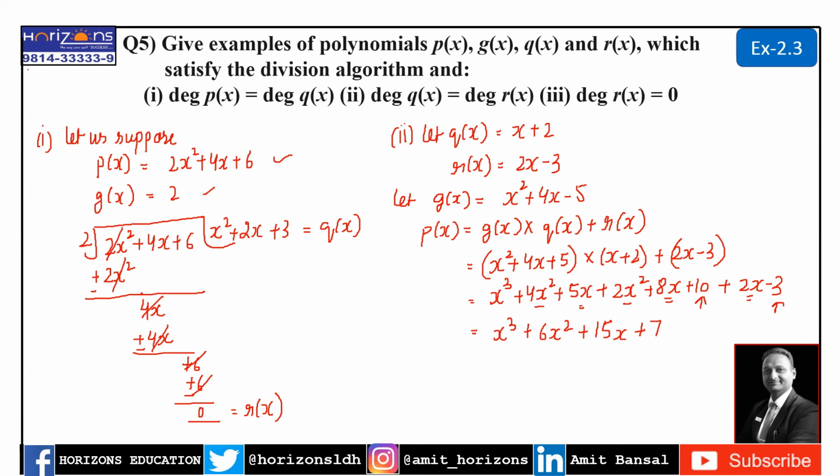Right friends? So moving on to the third part. What is that? The degree of the remainder should be 0. So we can also take the first question that we have done as the example for this, because the remainder needs to come out to be equal to a constant. Right? The remainder needs to be coming out to be equal to a constant.